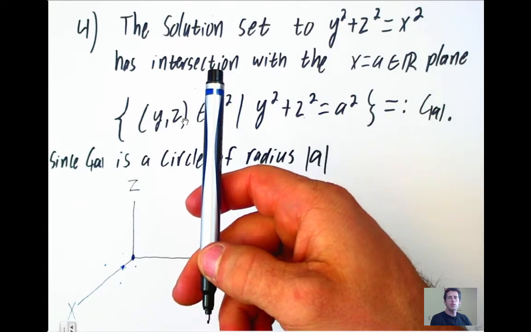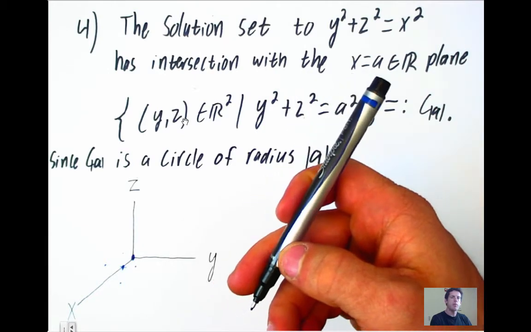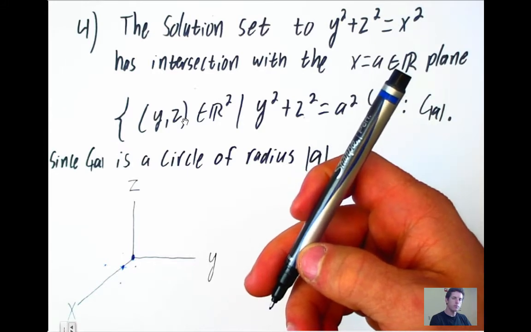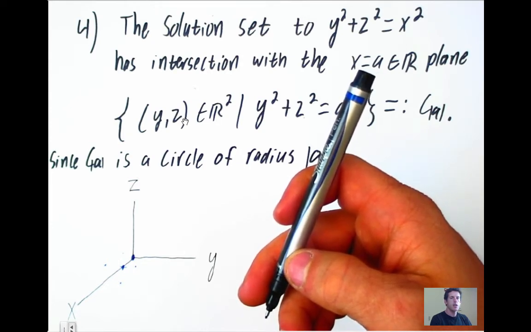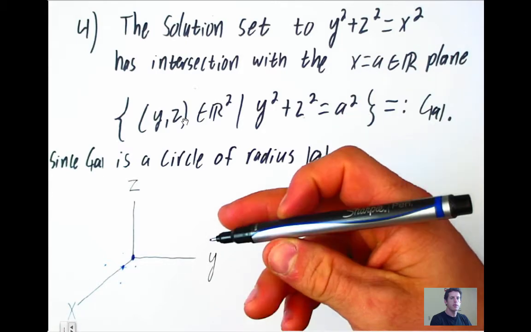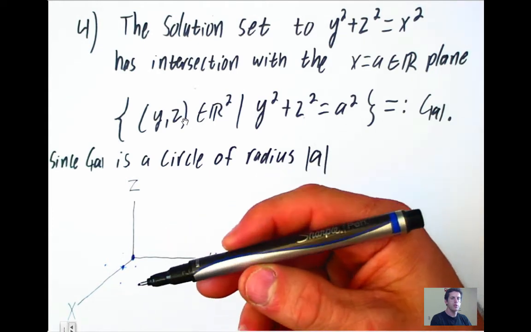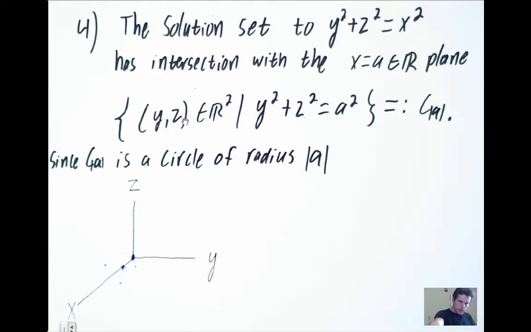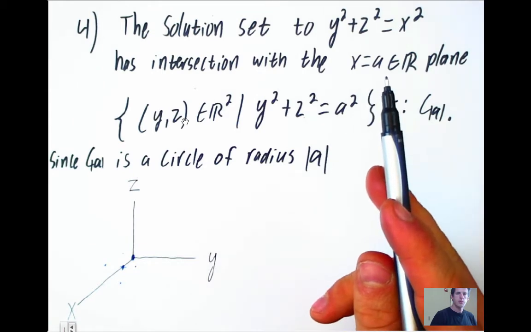The intersection of the solution set to that algebraic equation with the x is equal to a plane, and here I'm saying that x is equal to a, where a is a real number. So x is equal to a. You could think of that as an algebraic equation in three variables, and its solution set is the yz plane, without coming out towards us at all. And the intersection of the solution set to that equation with the x is equal to a plane looks like this.